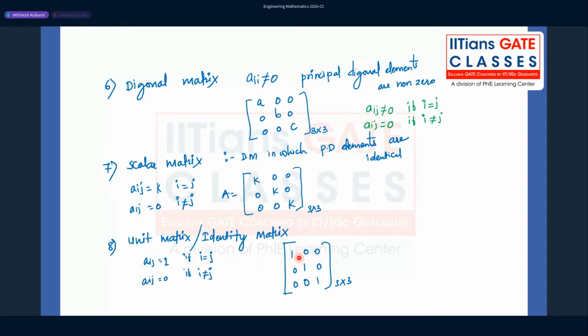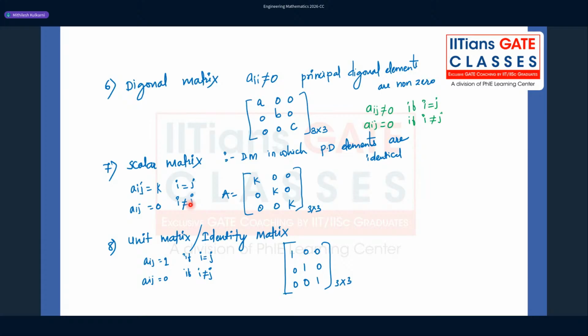Yes, correct. If it's a scalar matrix or a diagonal matrix, and all the elements are one, then you call it a unit matrix. So unit matrix is a scalar matrix, but a scalar matrix may or may not be a unit matrix. So if it is 1, 1, 1, then only it's a unit matrix. If it is 3, 3, 3, 4, 4, 4, you cannot call it a unit matrix. Okay. So this is how these three types are related.